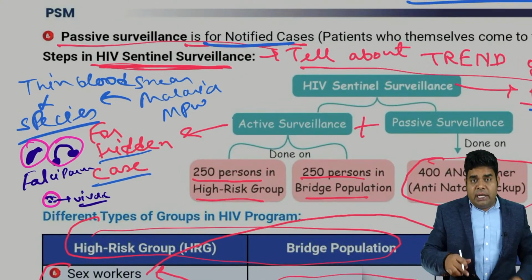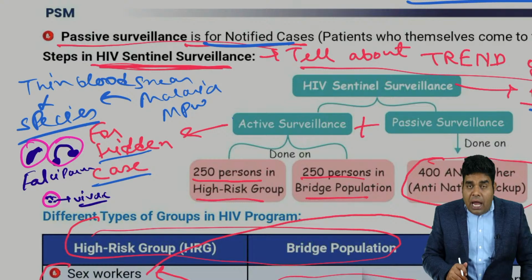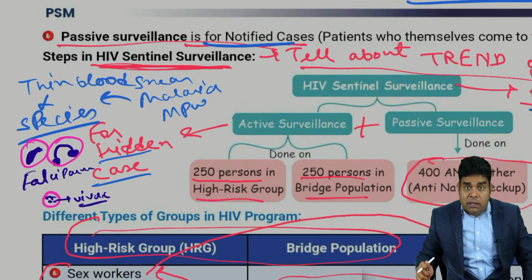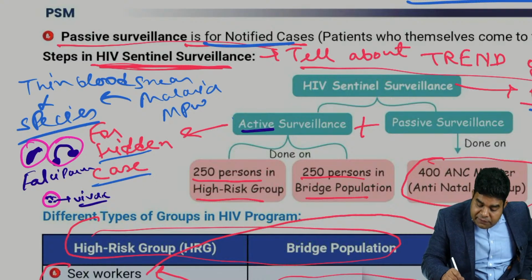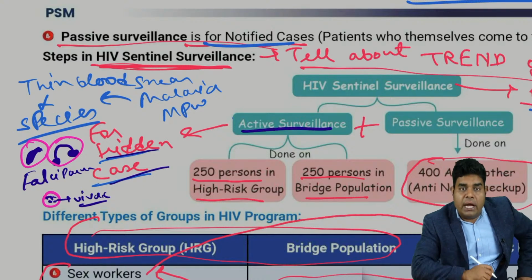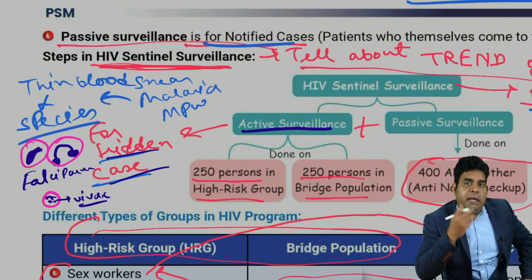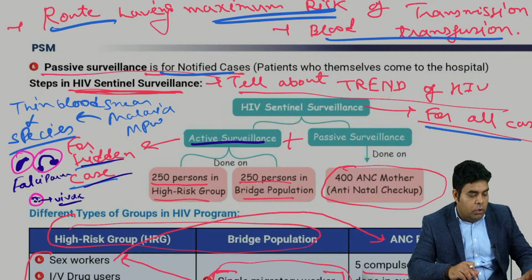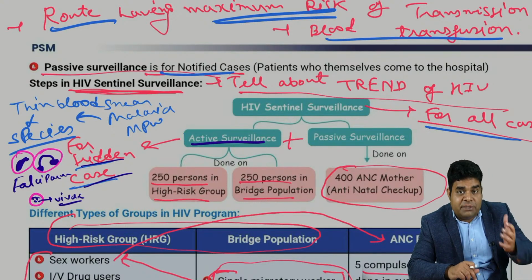So what is the MPW doing here? The MPW is going and searching for hidden cases of malaria in the people. So the MPW is doing active surveillance for hidden cases. Then there will be some cases of malaria which will come to the hospital by themselves. They will be known as passive cases.